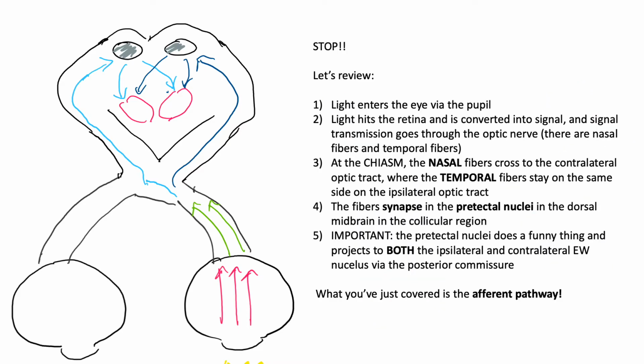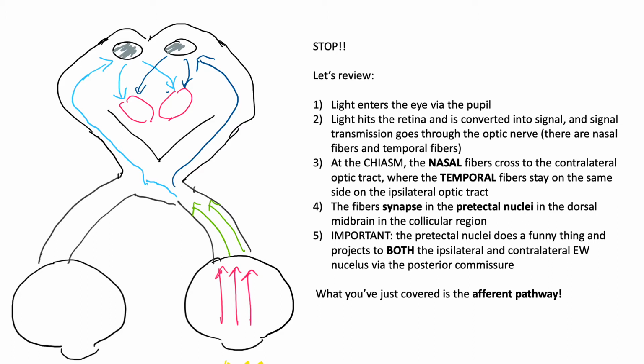So let's stop right now and let's review. Firstly, light enters the eye via the pupil. The light hits the retina and is converted into a signal, and that signal transmission goes through the optic nerve, where there is signal from the nasal fibers of the retina and the temporal fibers of the retina.